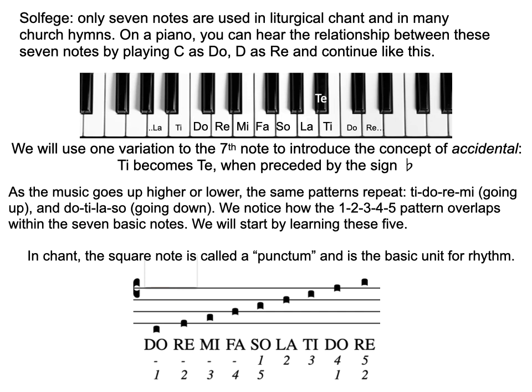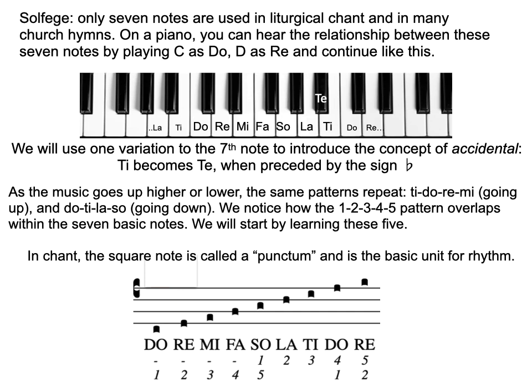Do. Now we will introduce here a variation on the 7th note to introduce the concept of accidental. Instead of ti, we're going to have te. And so instead of having fa, sol, la, ti, do, we will have fa, sol, la, te, do. So as the music goes higher or lower, the same patterns of 7 notes repeat. Ti, do, re, mi, and if you go down, do, ti, la, sol.